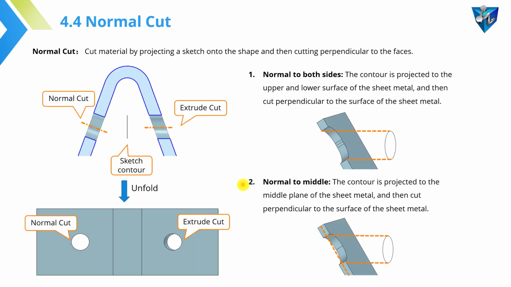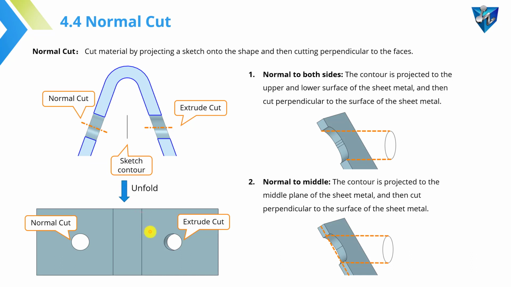The last edit tool is normal cut. It is used to cut material from sheet metal. But you may wonder, why wouldn't we just use the extrude cut to make it? That's a good question. So let's see what's the difference between them. For extrude cut, it will simply cut the material along a fixed direction. That's good when the sheet metal shape is horizontal or perpendicular. But when it's inclined, there will be a problem after unfolding.